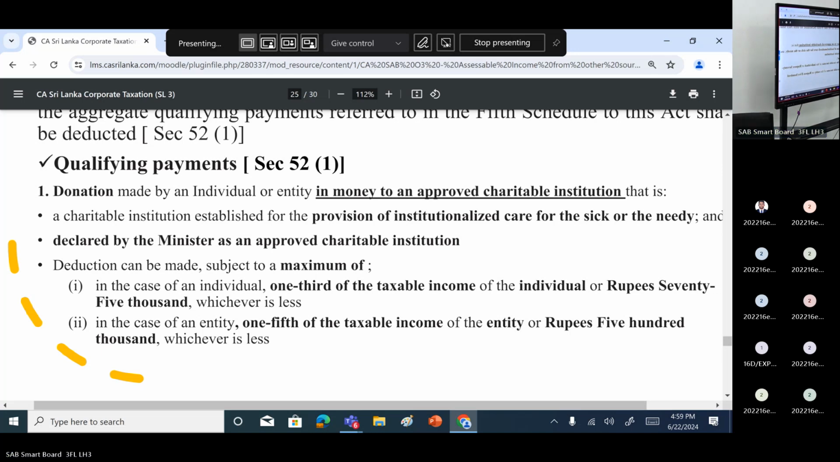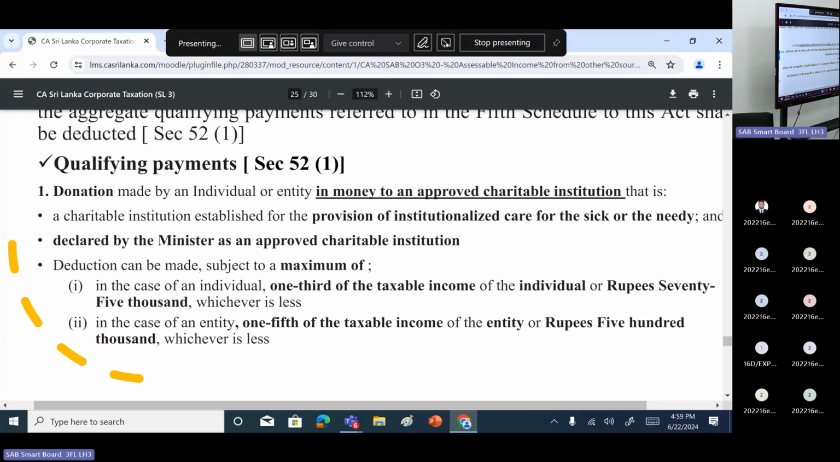Right. So what is the amount that we can deduct? In the case of an individual, one-third of the taxable income of the individual or rupees 75,000. That's the maximum we can deduct, even under the qualifying payment. So if I make a cash donation to an approved institution, I can deduct one-third of the taxable income or rupees 75,000. That's the maximum I can deduct.